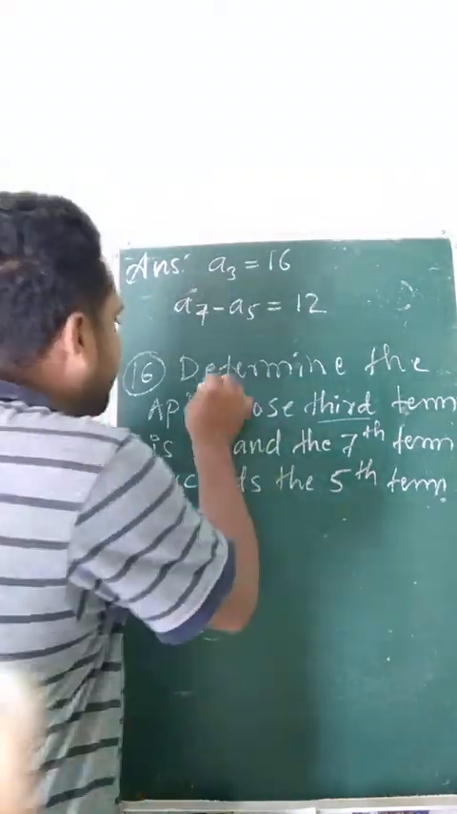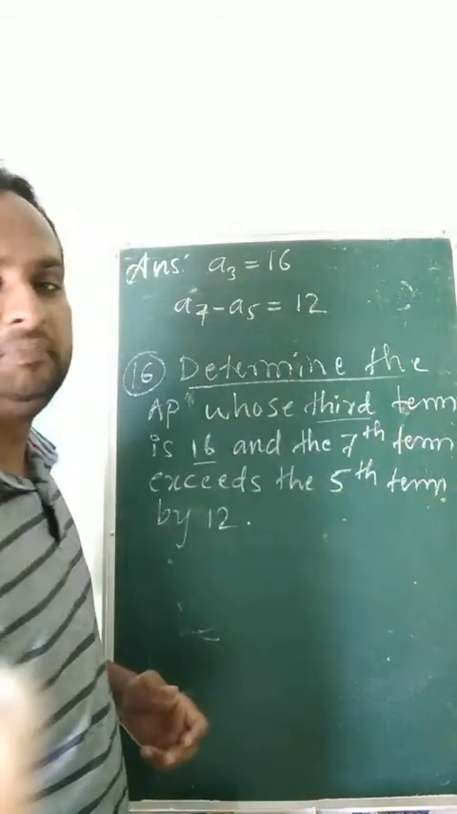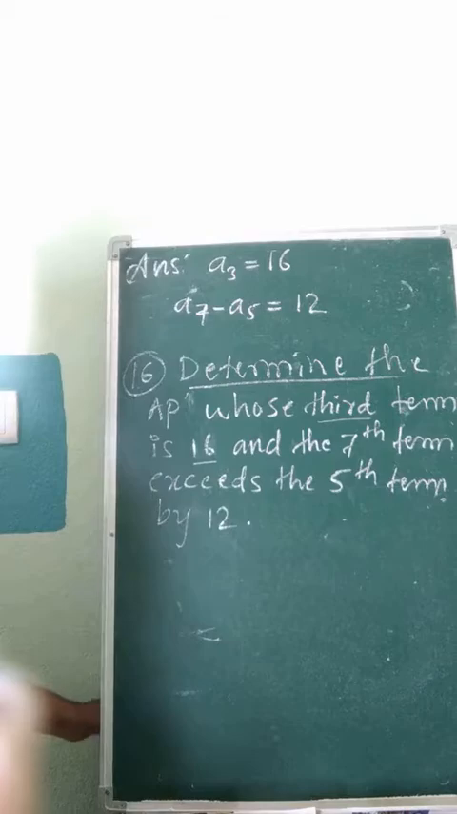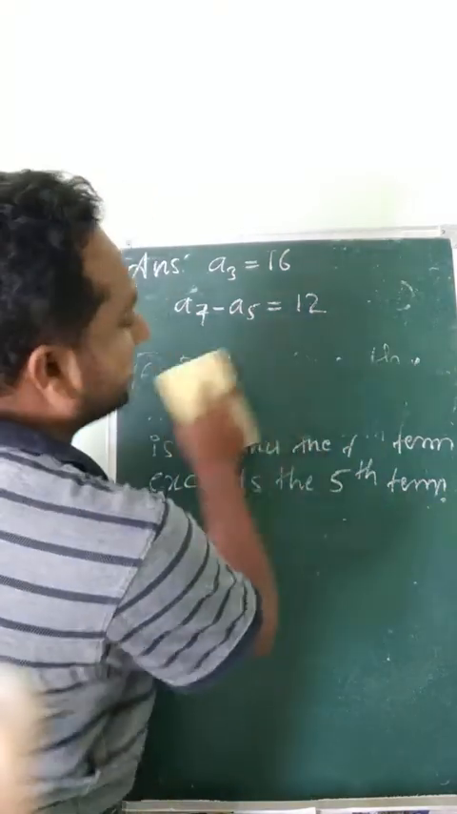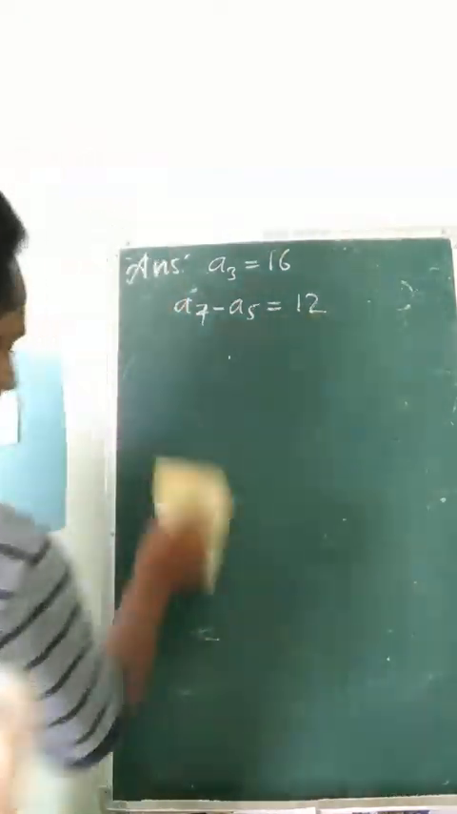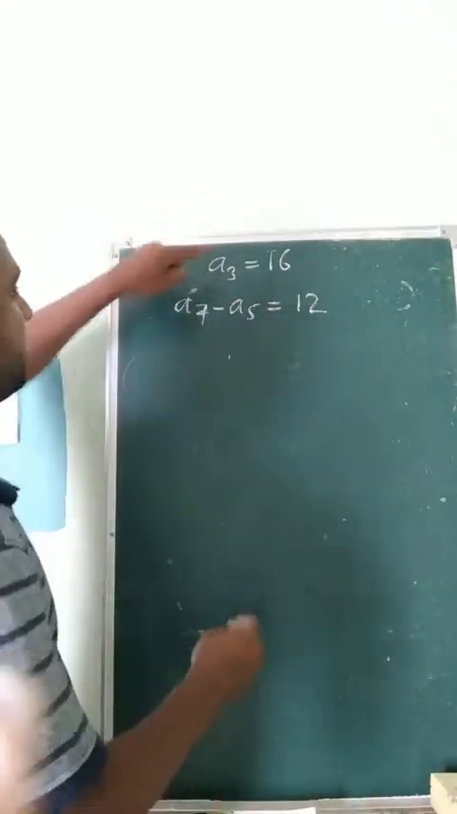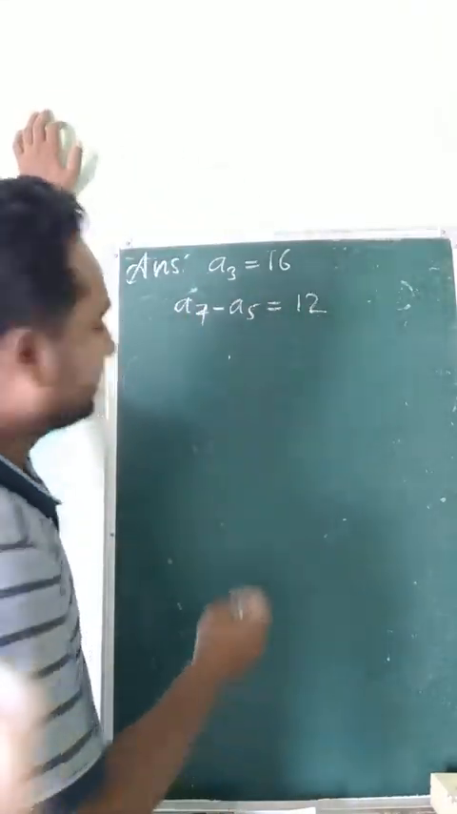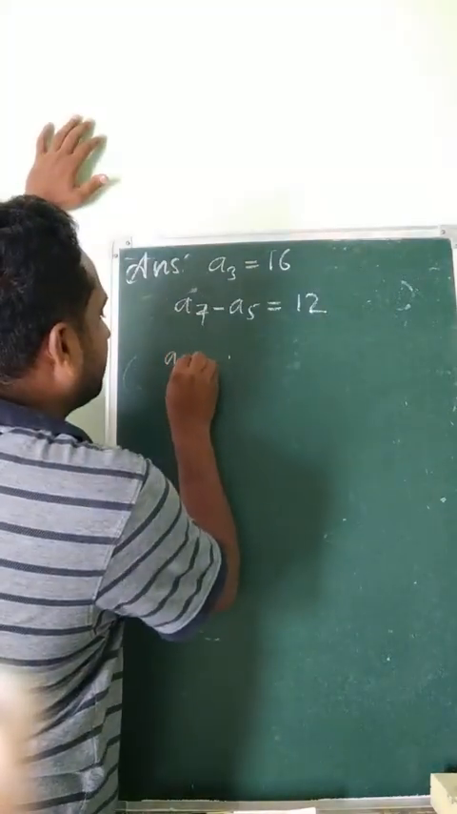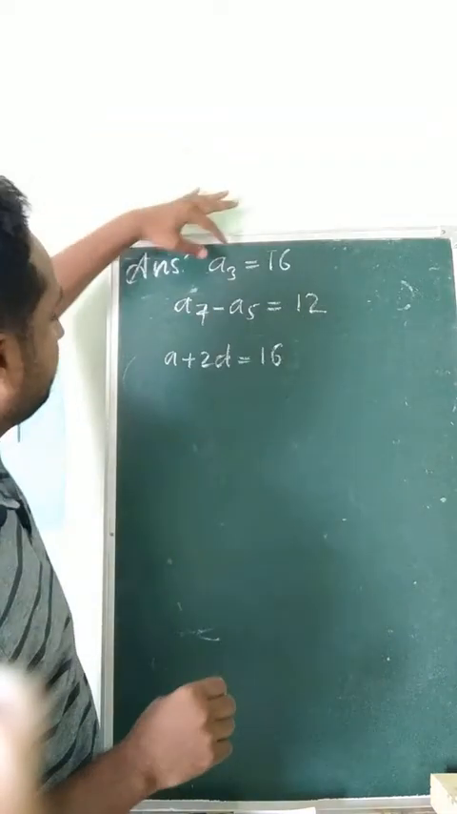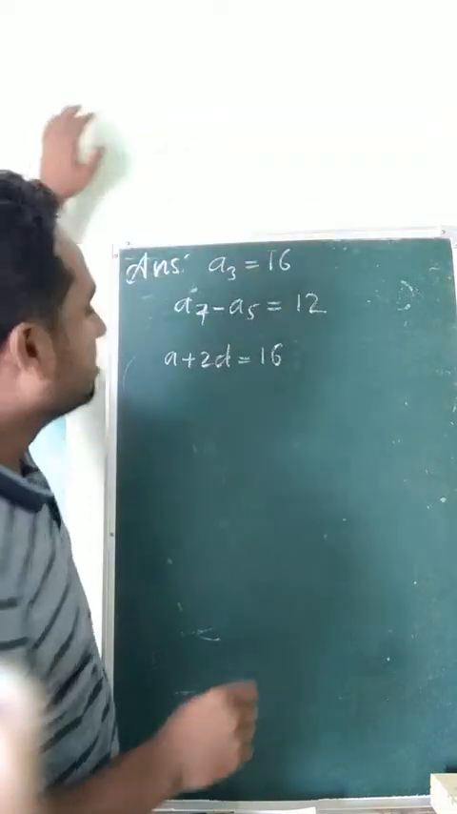What is the question asking to find here? Determine the APs. You have to find the APs now. Now see the APs, how can you find? By solving these two equations. Now see the first one, A3 is equal to 16. What is the A3 formula? A plus 2D is equal to 16. Correct? A3 means A plus 2D is equal to 16.